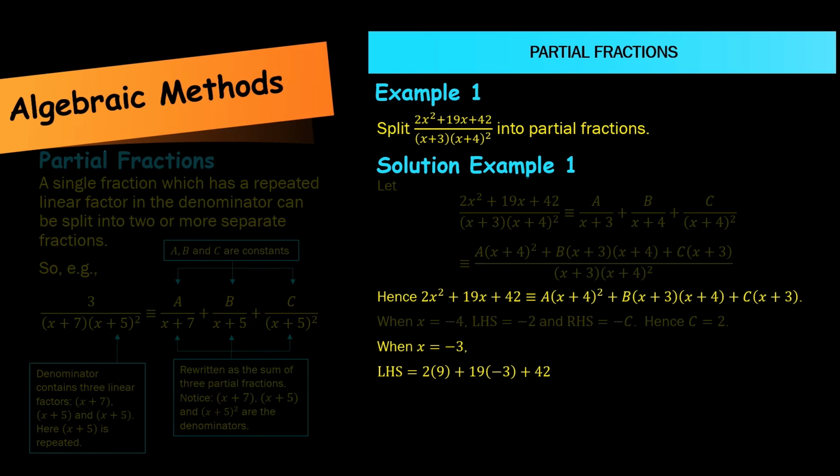When x equals minus 3, on the left-hand side, we have 2 times 9 plus 19 times minus 3 plus 42. And this is equal to 3. And when we plug in x equals minus 3 on the right-hand side, we manage to get rid of the B term and the C term, and this is what we intended to do so that we can find the value of A.